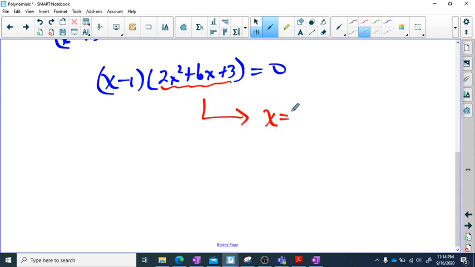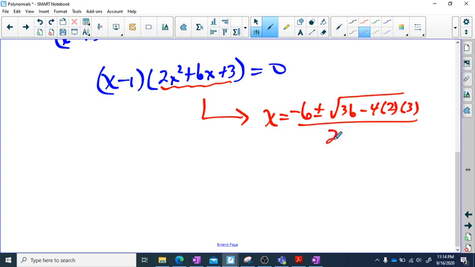x equals negative b plus or minus the square root of b squared, which would be 36, subtract 4 times a times c. All of that would be divided by twice a. So let's see, we've got negative 6 plus or minus. What do we got here? 8 times 3 is 24. 36 minus 24 is going to give me a 12 underneath here.